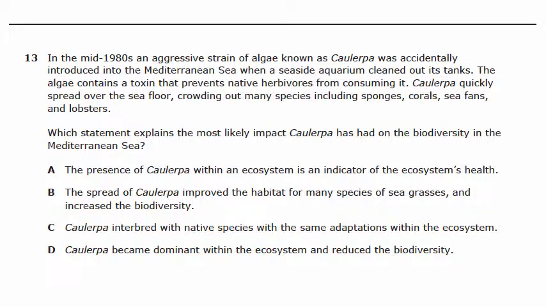Which statement explains the most likely impact Caulerpa has had on the biodiversity of the Mediterranean Sea? A. The presence of Caulerpa within an ecosystem is an indicator of the ecosystem's health. B. The spread of Caulerpa improved the habitat for many species of seagrasses and increased the biodiversity. C. Caulerpa interbred with native species with the same adaptations within the ecosystem. D. Caulerpa became dominant within the ecosystem and reduced the biodiversity.